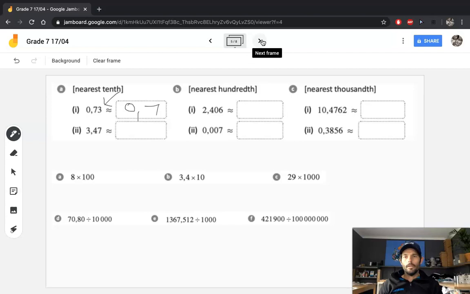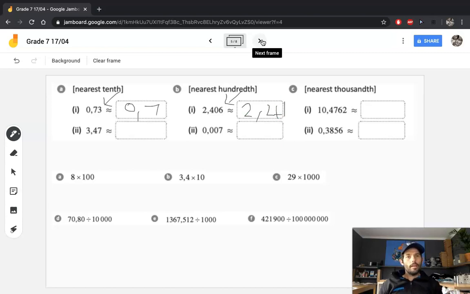All right. I'm rounding off to the nearest hundredth in B. I look at the number in the thousandth column. So here I'm going to look at the 6. Okay, it's greater than 5. So my hundredth goes up. So that's going to be 2,41. Okay.